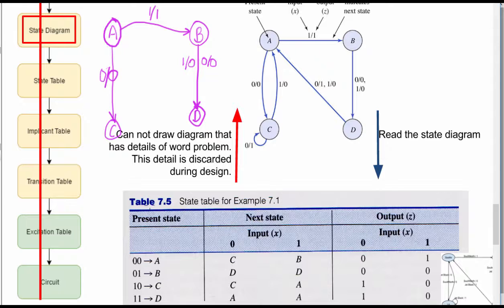So now let's go to C. So we're down here at C. If C is a 0, it stays at C. Cool. And let's see, what does it output? It outputs a 1. All right. Now, if we're at C and we get a 1, we go back to A. And so that's a 1. And we output a 0.